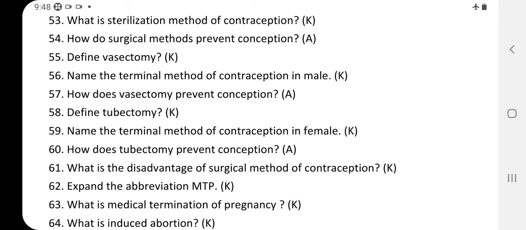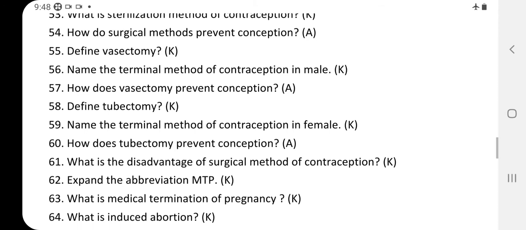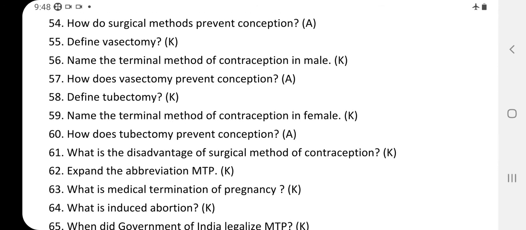Next question, 59. Name the terminal method of contraception in female. The terminal method of contraception in female is tubectomy. 60th. How does tubectomy prevent conception? The tubectomy prevents conception by blocking the gamete transfer, that is, by blocking the fallopian tube.